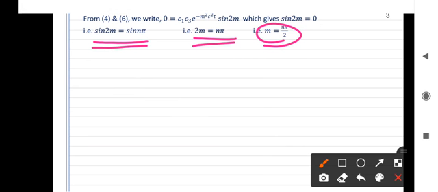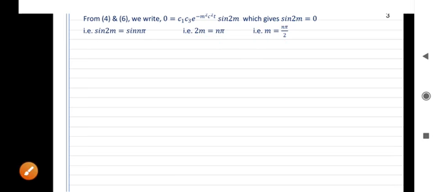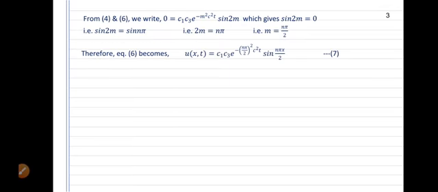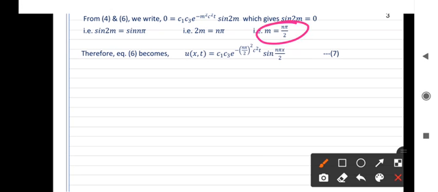Now replace m in equation 6 by this n pi by 2 value. So equation 6 becomes u of xt is equal to c1 c3 e raised to minus [n pi by 2] square c square t sin n pi x by 2. Now with this m equal to n pi by 2, we have introduced n integer in the solution. For different values of n, you will get this condition satisfied. So here we have got series of solutions.